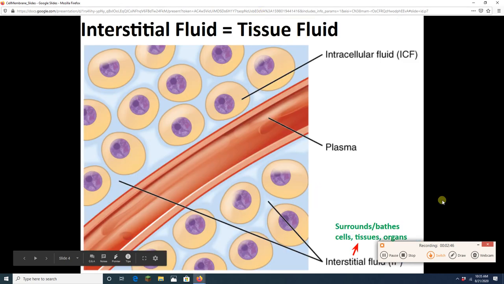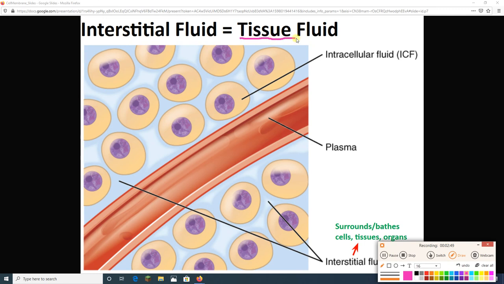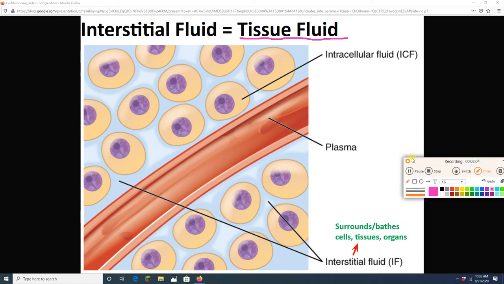So interstitial fluid is also called tissue fluid. Okay? So we have a bunch of cells here. Check out the purple nuclei. Of course, purple nuclei, we know that from the histology we've done. And inside the cells, we're going to have intracellular fluid. Outside the cells, we're going to have interstitial fluid, also called tissue fluid. Now, that's appropriate because if I have a bunch of cells like I do here with a common structure, common function, then it makes sense that I have a tissue, and the fluid within that tissue would be tissue fluid. Tissue fluid is going to surround these cells, thus it's going to surround and bathe our tissues and our organs.